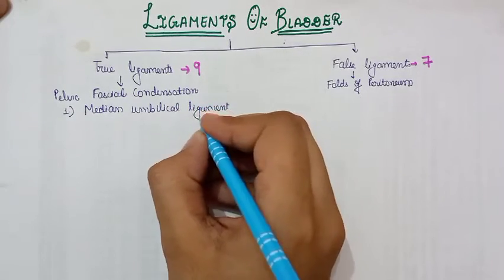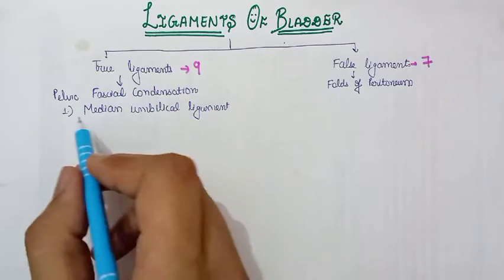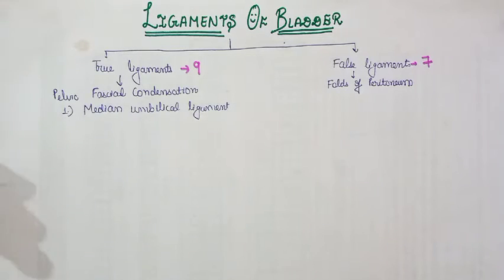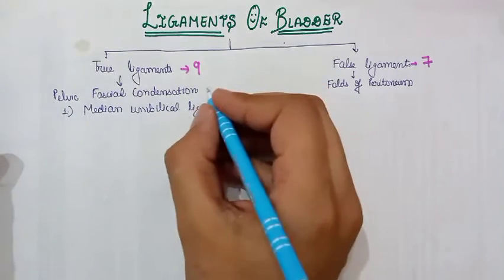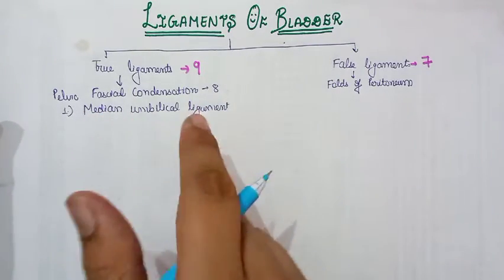Just keep in mind, as I told you, true ligaments are the pelvic fascial condensation, but this is not true for the median umbilical ligament. It is a developmental ligament formed in the fetus during the development process. So the pelvic fascial condensation is true for the 8, as the remaining one is the median umbilical ligament.